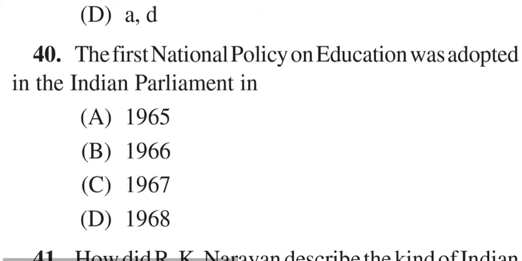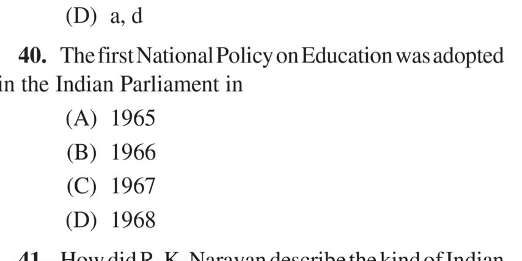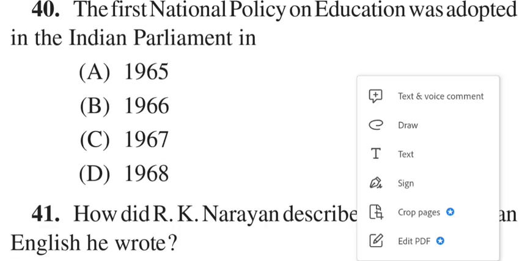Next question we have is number 40. It says, the first national policy on education was adopted in the Indian Parliament in which year? This question is very important because many questions will also be asked related to the history of the Indian education system, policy and its implementation. So you must know, do your own research. Number 40. It is in the year 1968, and you must know that recently a new education policy 2020 has come.